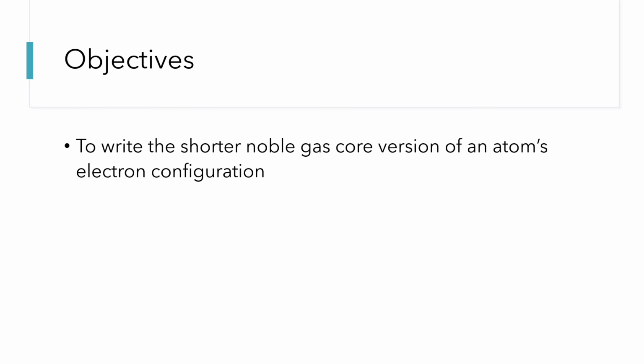So to write this shorter noble gas core version of an atom's electron configuration, we need to first figure out what element is the noble gas core, and then add in all of the electrons past the noble gas core until we've built up to our target element.